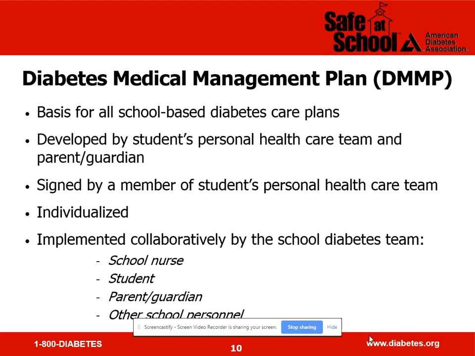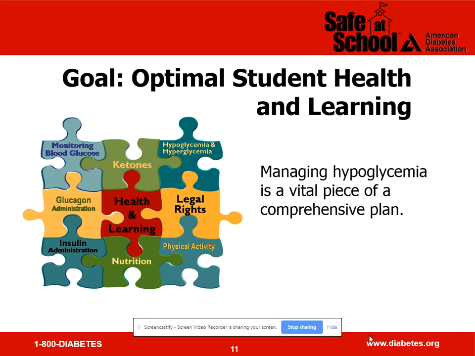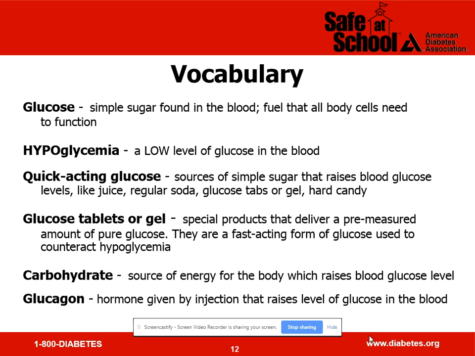So, the diabetes management plan is the basis for all school-based diabetes care plans, developed by the student's personal health care team and guardian, signed by a member of the student's personal health care team. It's also individualized, implemented collaboratively by the school diabetes team along with the school nurse, student, parent, guardian, and other school personnel. Managing hypoglycemia is a vital piece of this comprehensive plan.